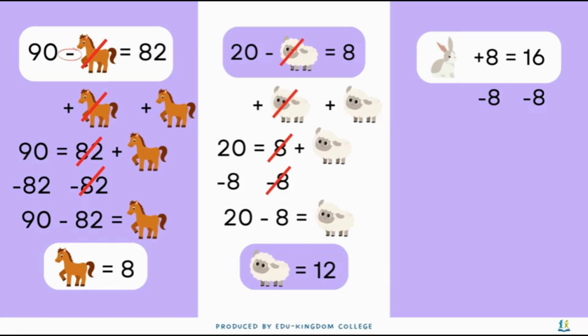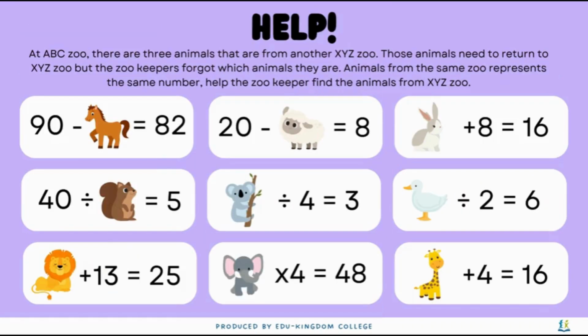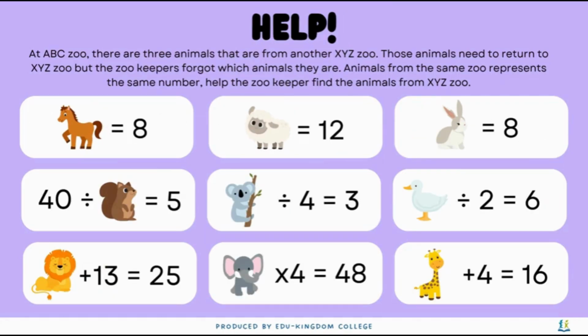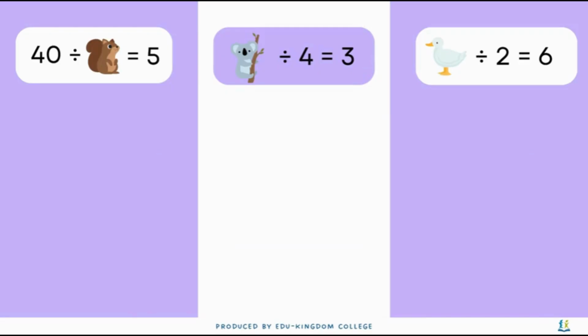Now I have the rabbit. The rabbit's quite simple. I just need to get rid of the 8. So 8 crossing out another 8 gives us the rabbit equals 16 minus 8. So the rabbit equals 8. Now that we have solved the first row, we can have a look at the second row. I have the squirrel, the koala, and the duck.